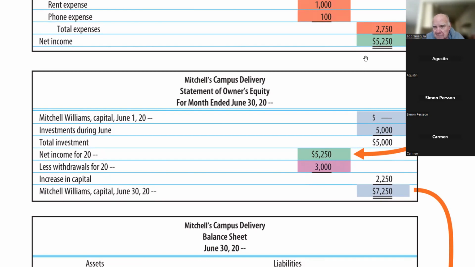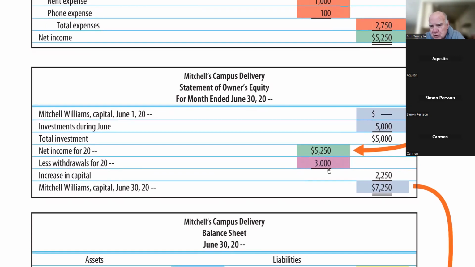What was the net income? 5,250. We bring that down here and we're going to add that to the equity because net income increases equity. But he drew out $3,000. You recall that? That reduces equity. So the change in equity is the difference between the 5,250 and the 3,000, which gives you 2,250. 5,000 at the beginning plus 2,250 equals 7,250.